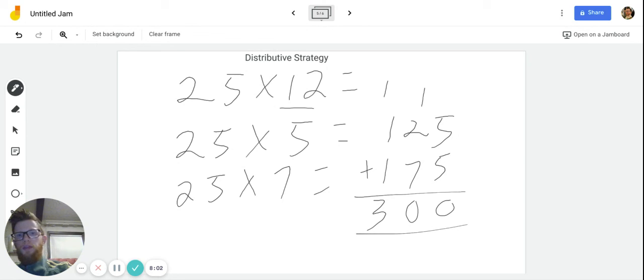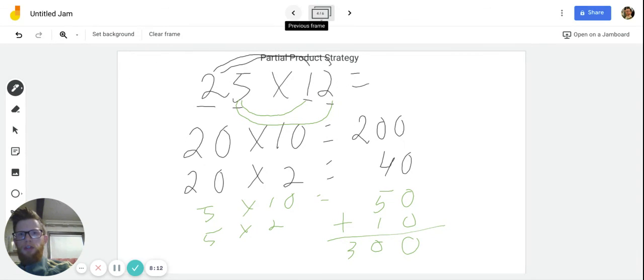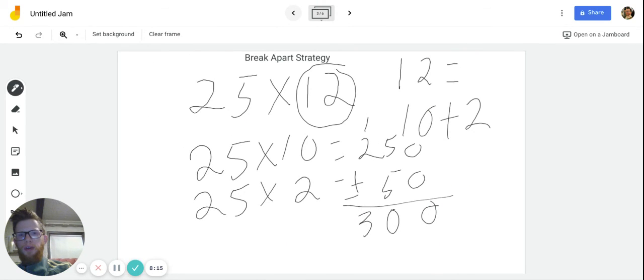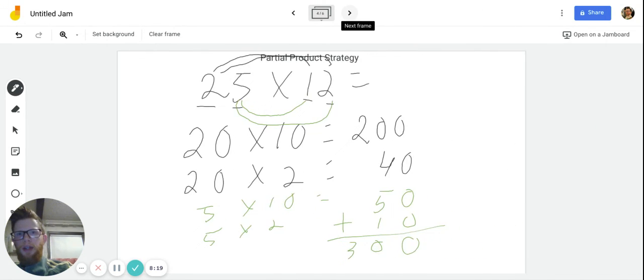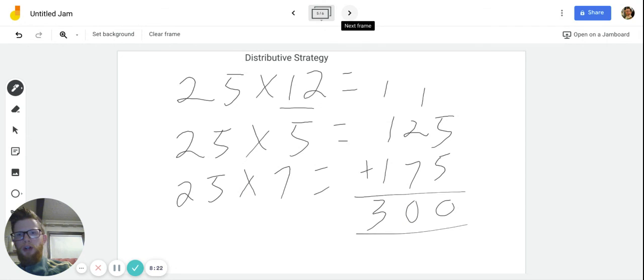So instead of doing it like I did before, where I broke it apart as 1 ten and 2 ones, I broke it apart as 7 plus 5. Let me go back so I can show you real quick. In this one, I broke the 12 apart into 1 ten and 2 ones, and in this strategy, I broke apart 12 into 5 plus 7. I had to do those two multiplication problems, and then I add those answers, and I get my final answer, 300.